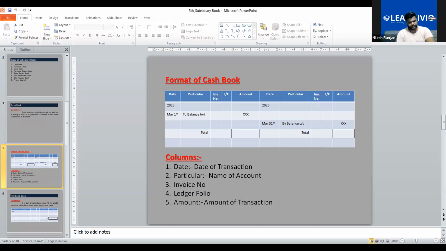Okay, I finished drawing it. And the columns: detail, date of transaction, particulars, name of account, invoice. Yeah, I wrote that as well. Okay, so this is our format.